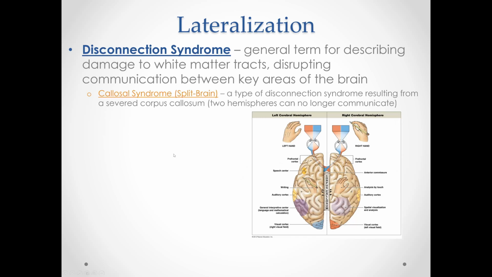One specific type is called callosal syndrome, also known as split brain. This is a type of disconnection syndrome that results from a severed corpus callosum, so the two hemispheres can no longer communicate with each other. This is usually done as a surgery for very severe cases of epilepsy.